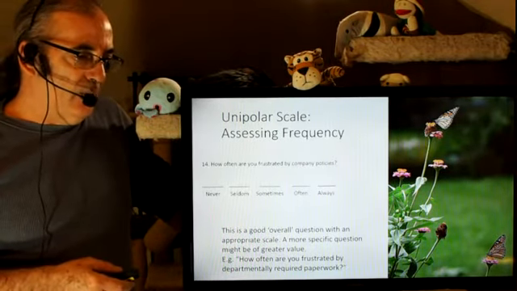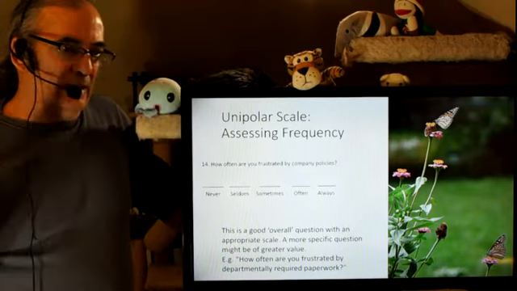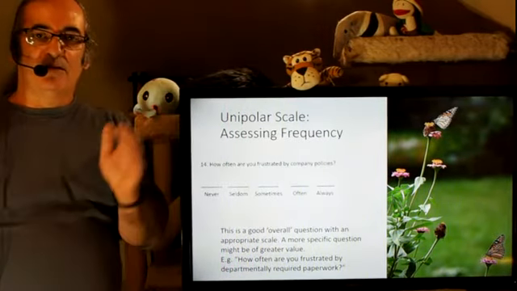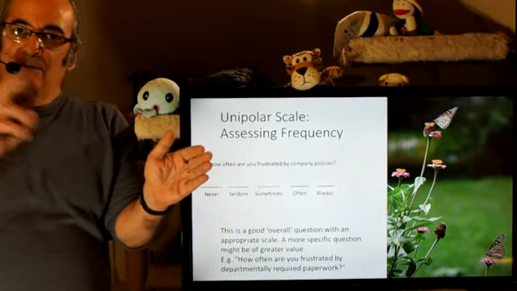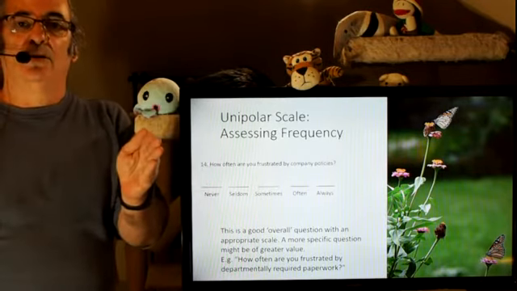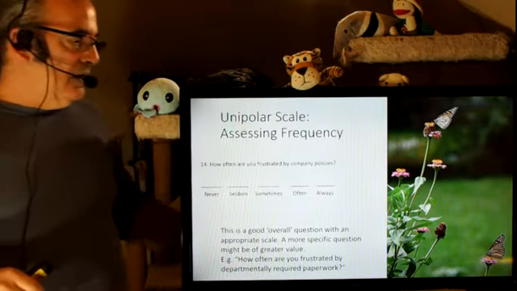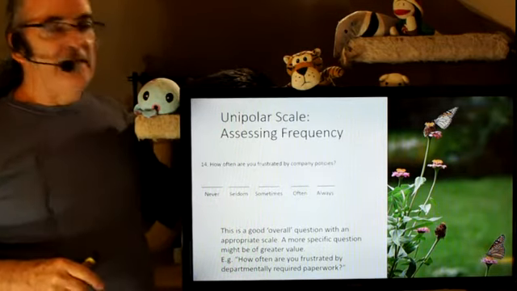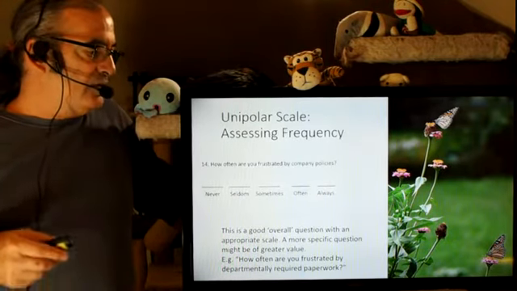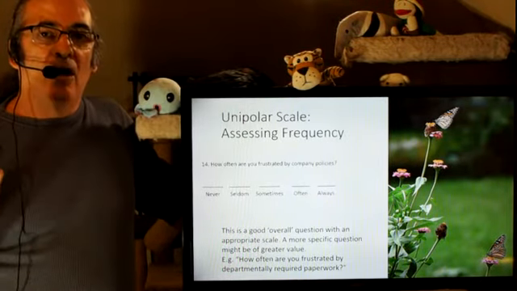Now, why is it unipolar? Because it goes from nothing to a lot. It doesn't go from negative to positive. Negative to positive is a bipolar scale with a very interesting central point. Unipolar goes from not at all to always, basically. So, how often are you frustrated by company policies? Never, seldom, sometimes, often, always.